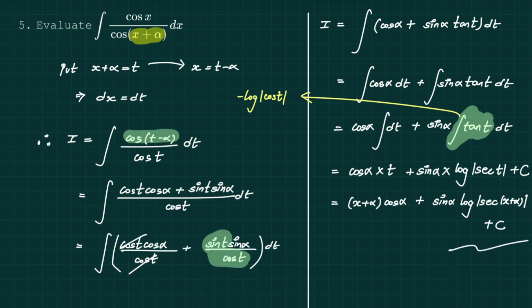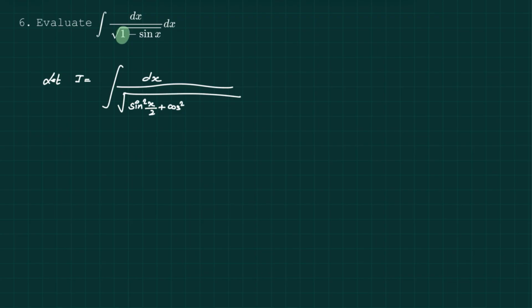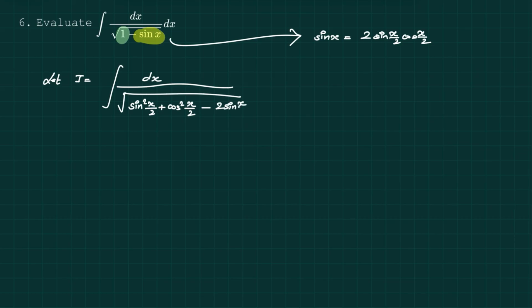plus c. Question 6. Evaluate integration of dx over square root of 1 minus sin x dx. So let I equal integration of dx over square root of, see here in place of this 1, let us write sin square theta plus cos square theta. In place of theta I am writing x by 2, and there is sin x, so in place of this sin x, from the sub multiple angles we can write this sin x as 2 sin x by 2 into cos x by 2. Since there is a fraction, I am writing 1 as sin square x by 2 plus cos square x by 2.